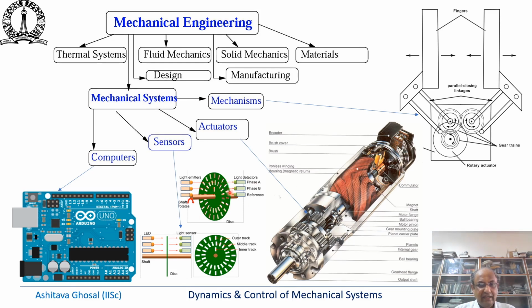In mechanical systems, you will also have sensors. So for example, this picture shows an optical encoder which can be used to measure the rotations of the motor shaft. And finally, we have computers which are used extensively in many mechanical systems now, which can be used for data processing and control and various other operations.